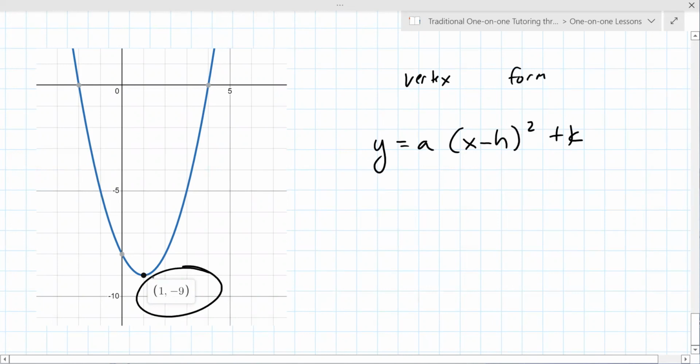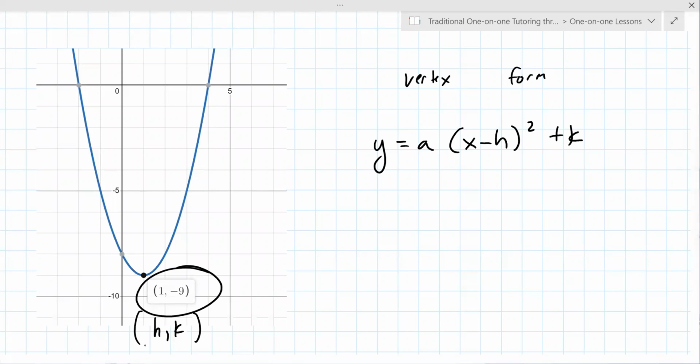Here's your vertex. It goes H comma K. And believe it or not, H comes before K in the alphabet. Probably don't think about that, but it does, and that helps because it's in that order. The first letter is H, first number is H, second number is K.